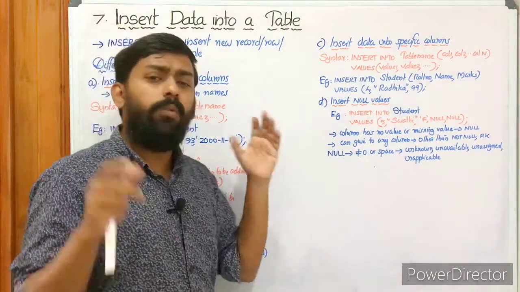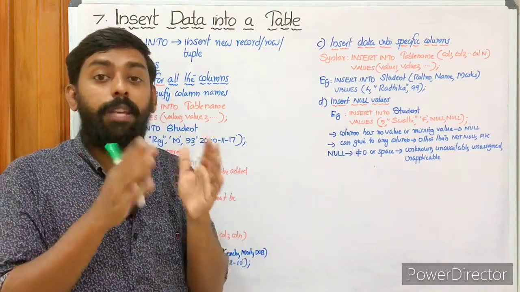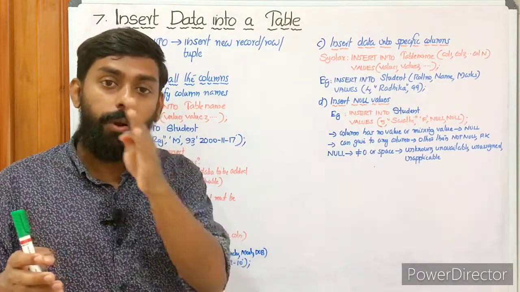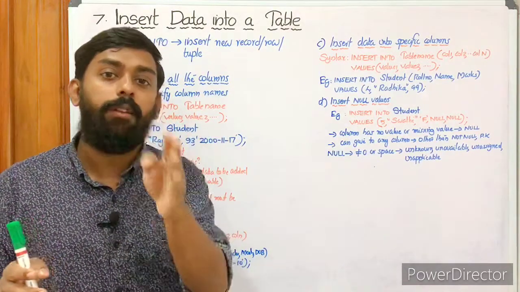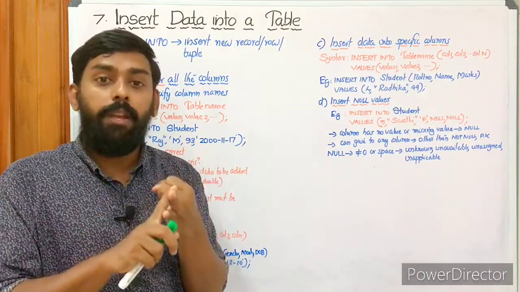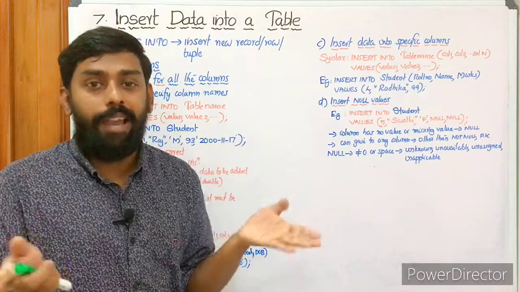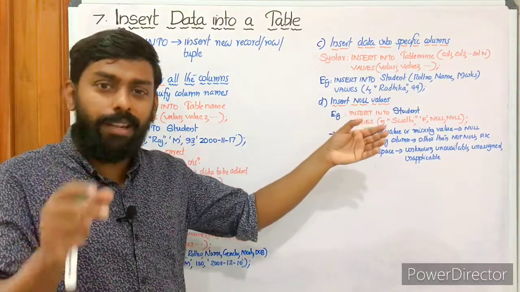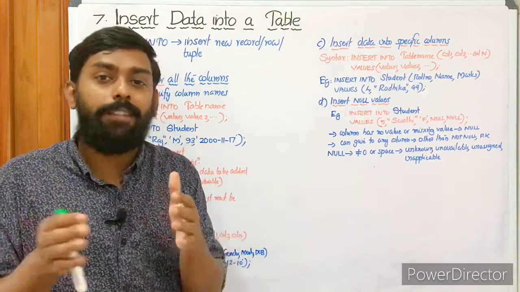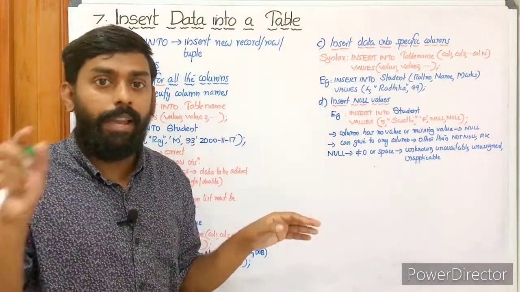Then actually what is null? Null is neither 0 nor a space, because 0 is a numeric value and space is a character. Null is a value which can be defined as unknown, we don't know the value; unavailable, the value is not available; inapplicable, it's not applicable; unassigned, it's not assigned. We cannot assign any value to null.